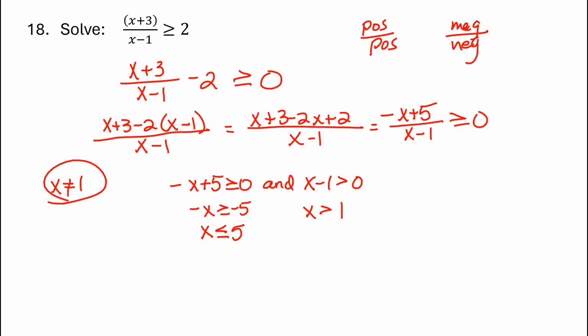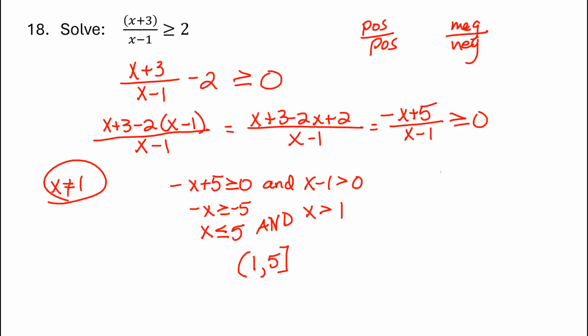So we have to look at only the numbers that satisfy both of these things, because if both of these things are true, you will have a positive numerator and a positive denominator. So x is less than or equal to 5 and greater than 1. That is between 1, not including 1, and 5, including 5. So that's one set of x values that will make the fraction positive, greater than or equal to 0.